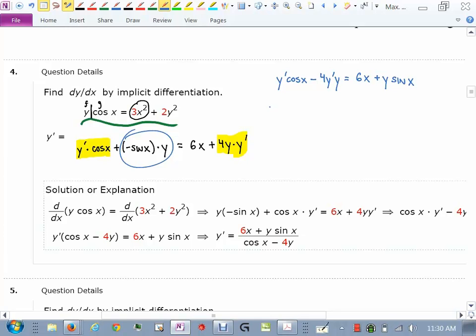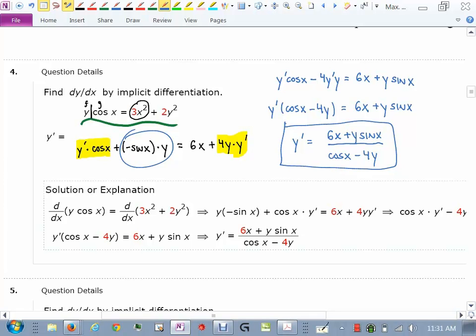And now factor out the y prime on the left side. You kind of get the idea that you have the same pattern of things here after a while. You always take the derivative implicitly, and then you find all your y primes, get them on one side of the equation, and then you factor out y prime, and then you divide through by what's left. Okay, there we go. So let's check this.